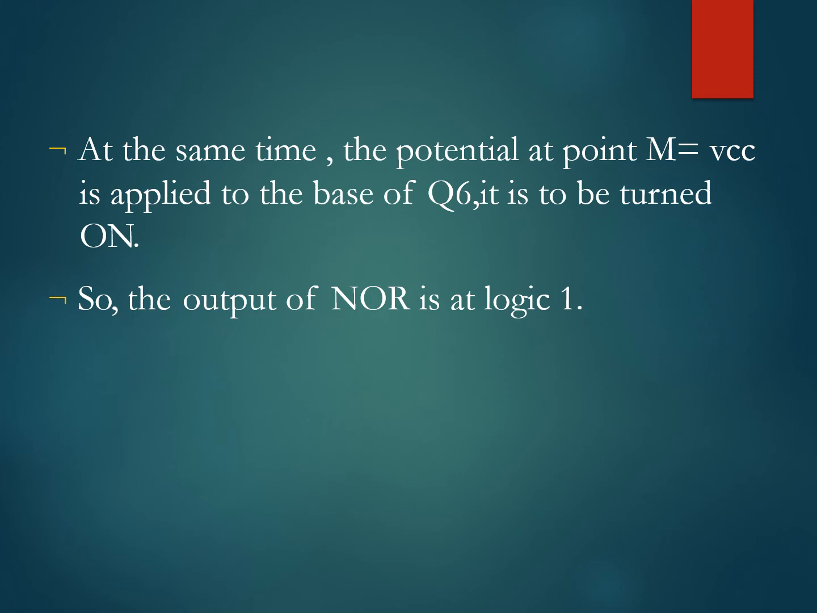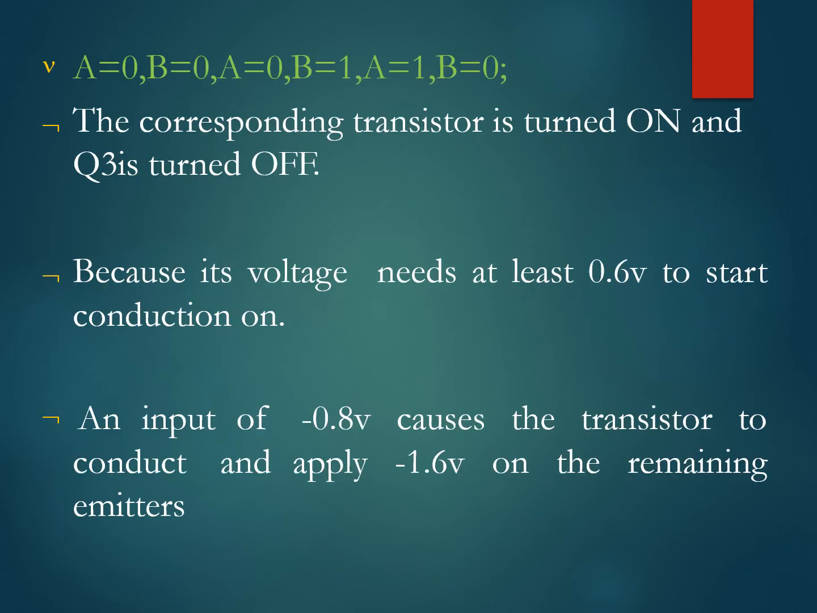At the same time, the potential applied to the base of Q6 is the supply voltage VCC, which makes it turn on. So the output of the NOR logic will be at the higher level, that is at 1. So for the rest of the conditions, what is happening?